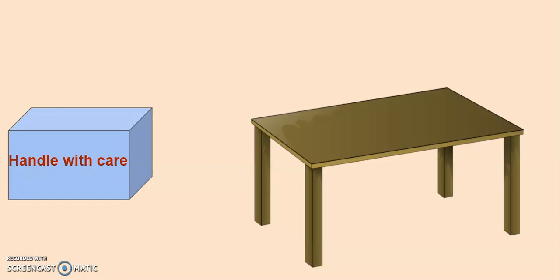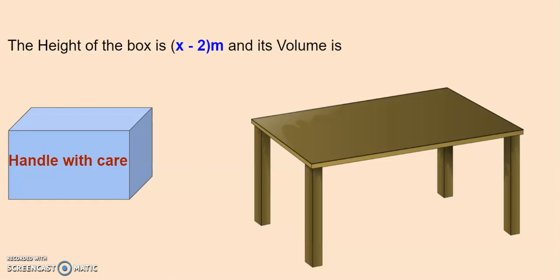Yes, she needs to answer a question before doing that. So let us see what is her question. The height of the box is x minus 2 meters and its volume is x cube minus 3x square plus 5x minus 6 cubic meters. Okay, height and volume are given as polynomials. Yes, children, we are right now in the chapter polynomials, so it is quite easy for us to help her. Let us see what is the question asked.